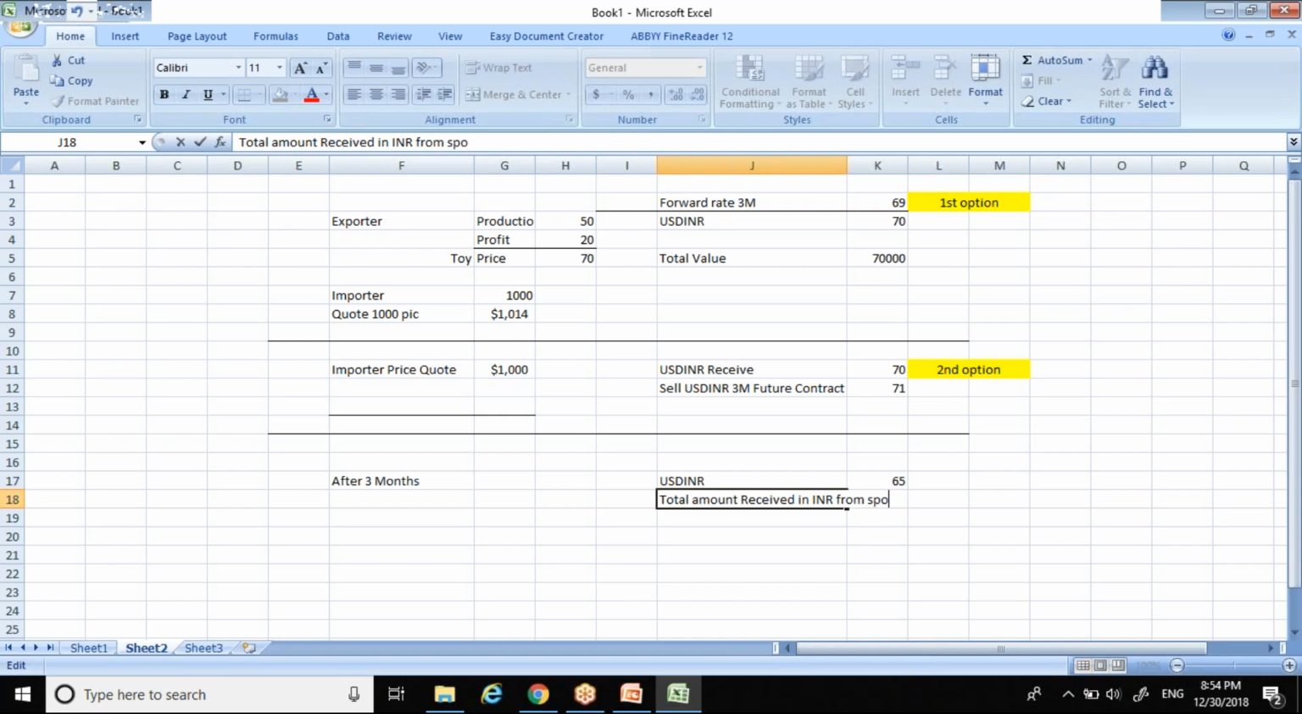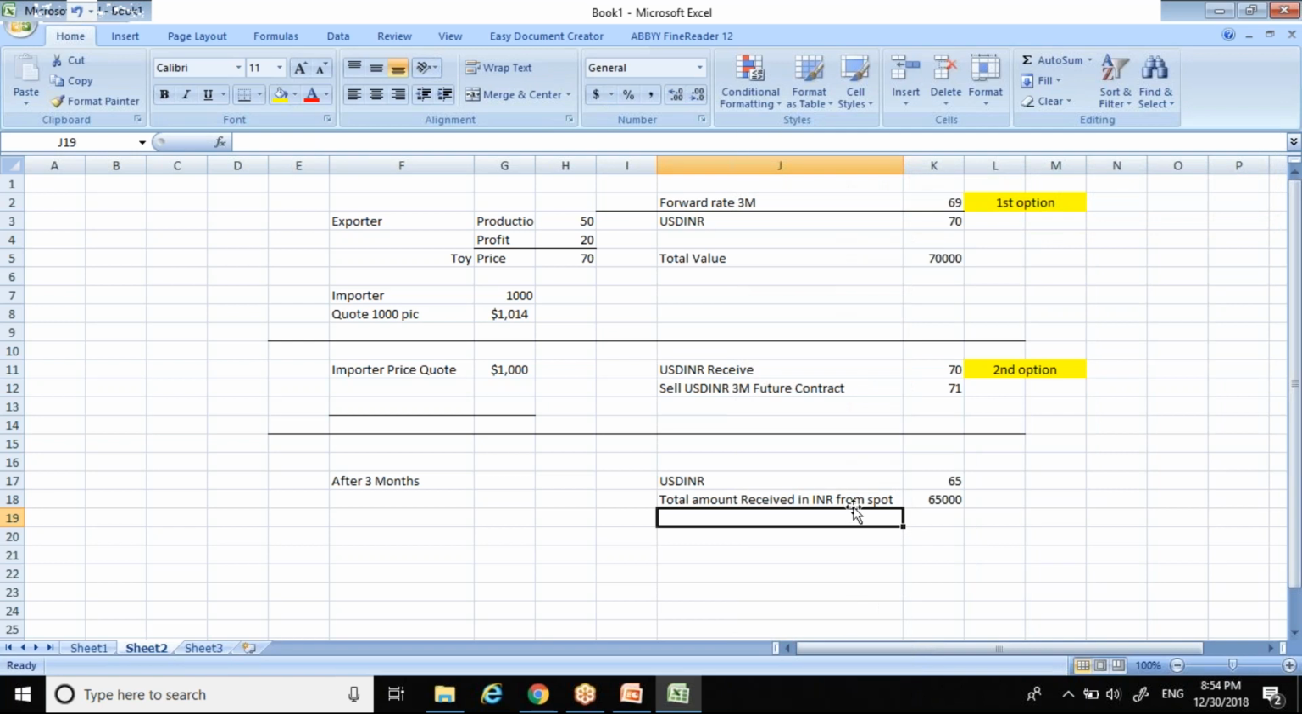from spot, because you received $1,000, you went to the bank, and in the bank the rate is around 65 rupees per dollar. So the bank gives you this much. But on the other hand, because you sold USD INR future, this will give you 5 rupees per dollar. It will give you profit, not 5, in fact 6.